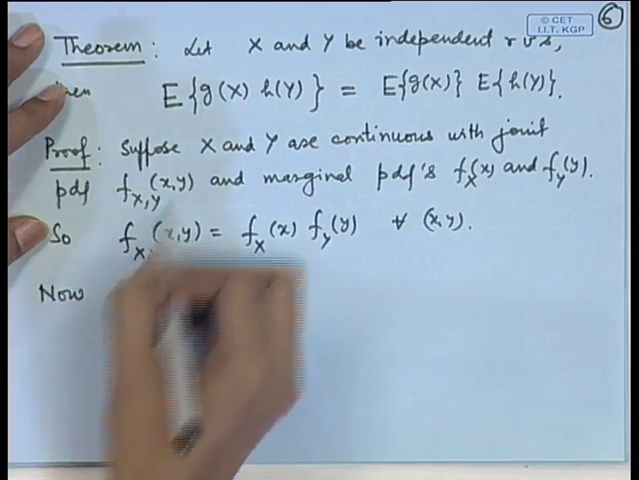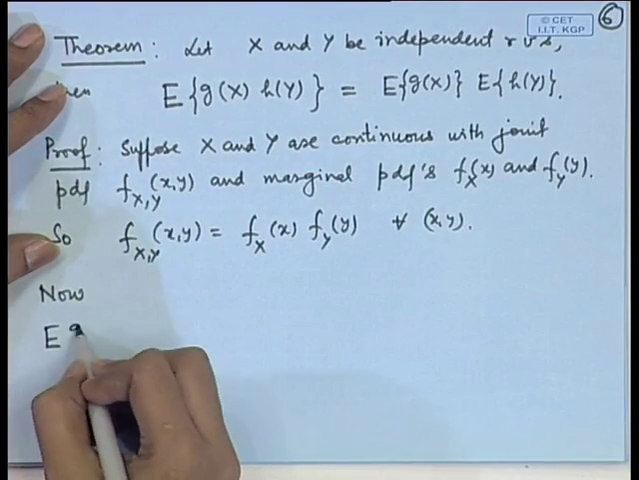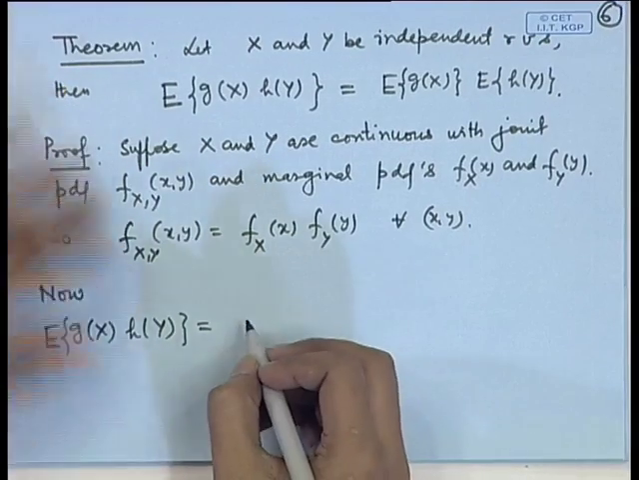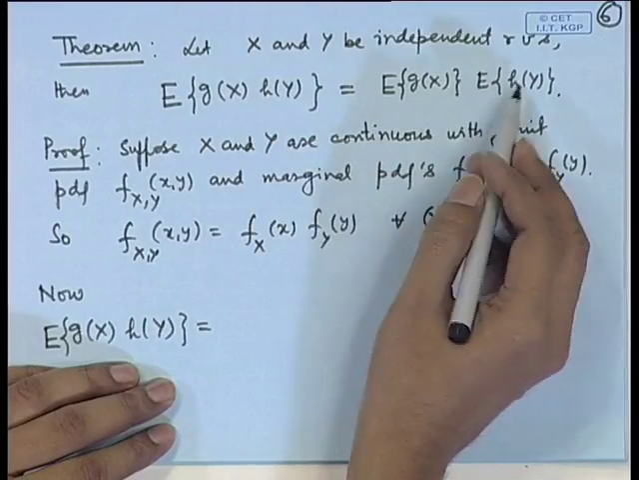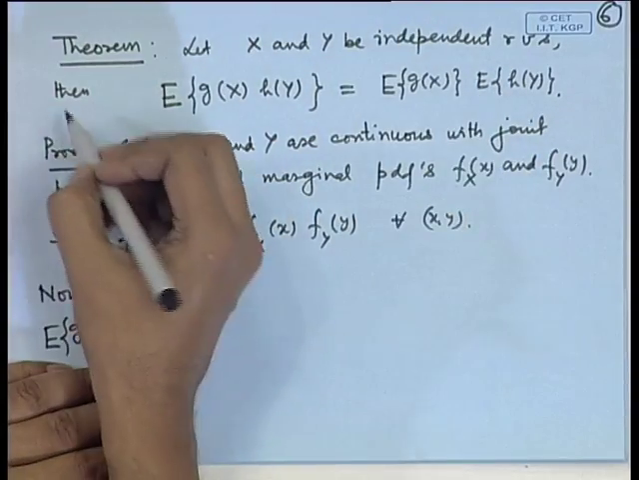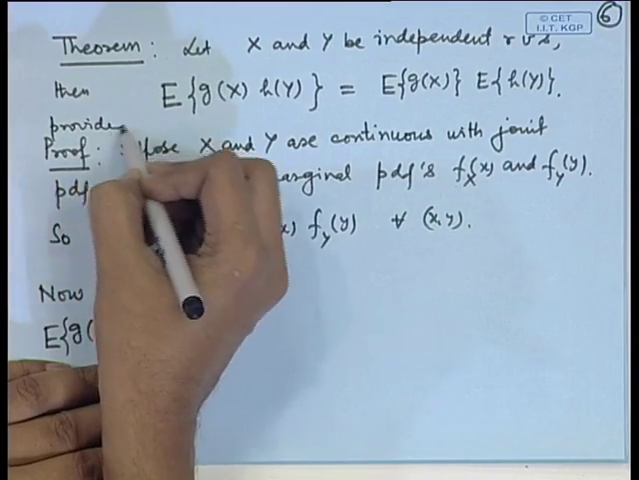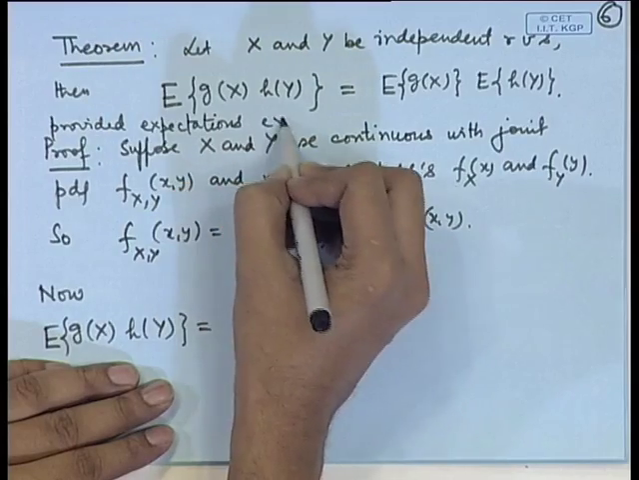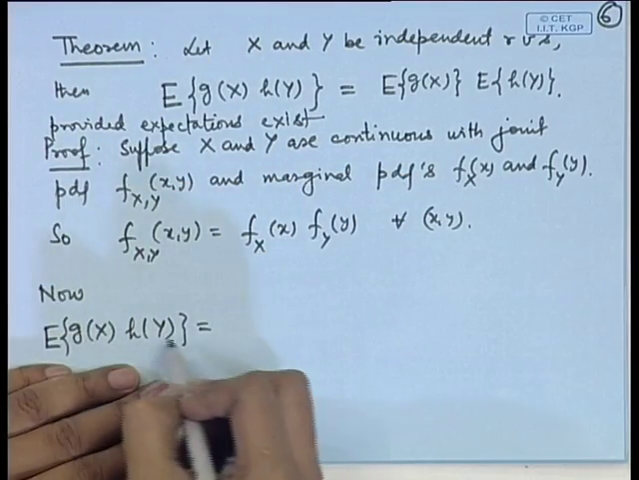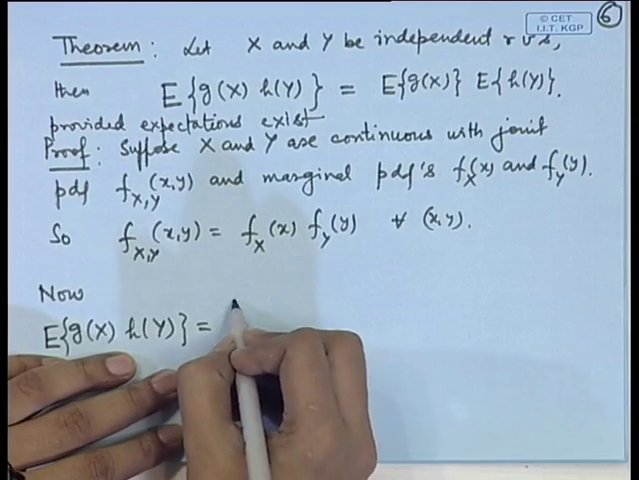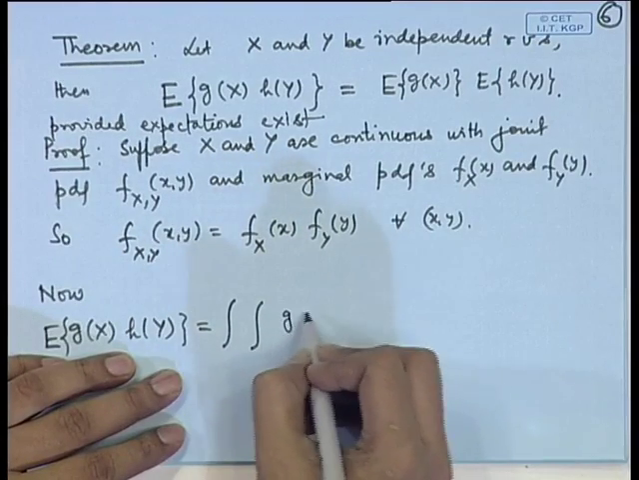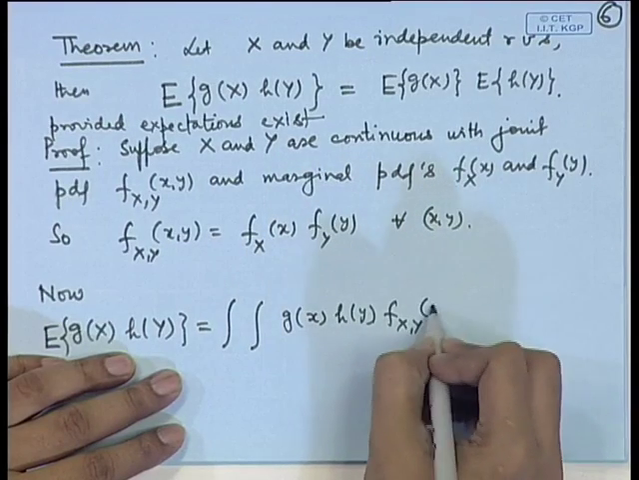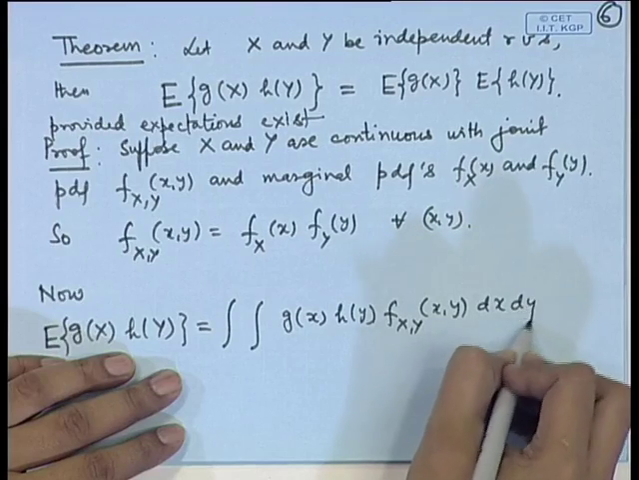So, now consider expectation of g(x) into h(y). Of course, these statements are valid provided these expectations exist. So, let us consider expectation of g(x) into h(y). By definition of the expectation, it is equal to the integral of g(x) into h(y) f x y (x, y) dx dy or dy dx.